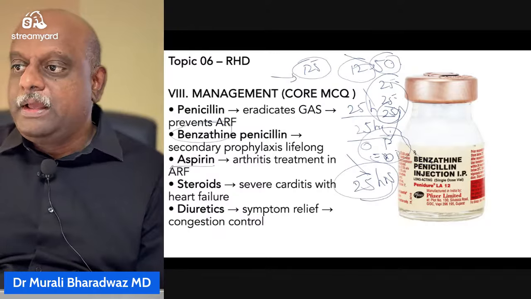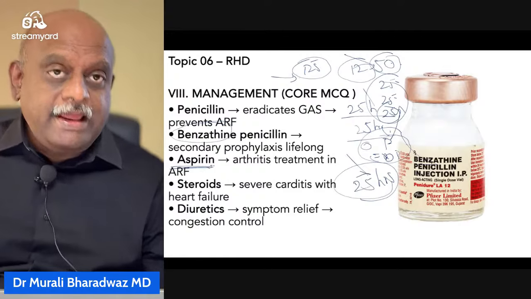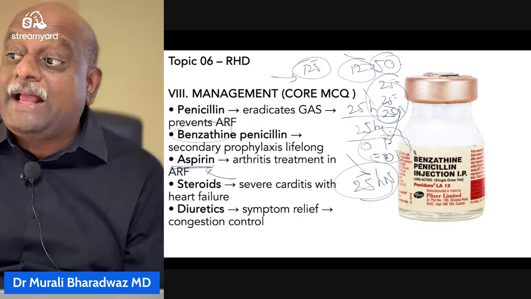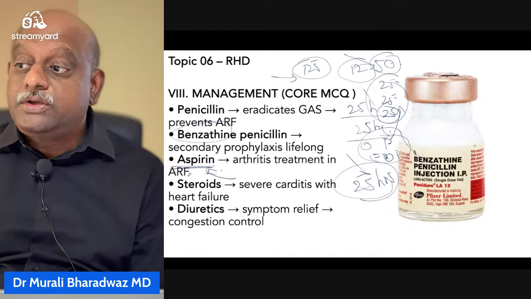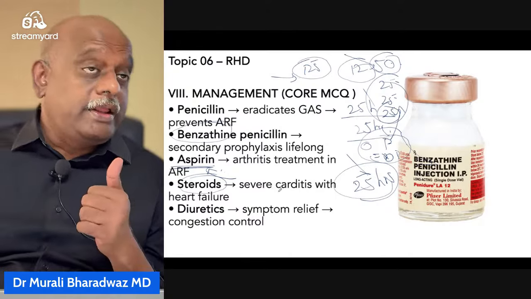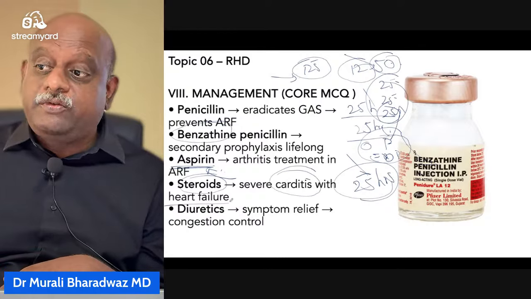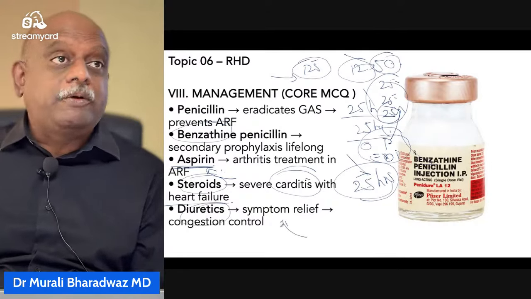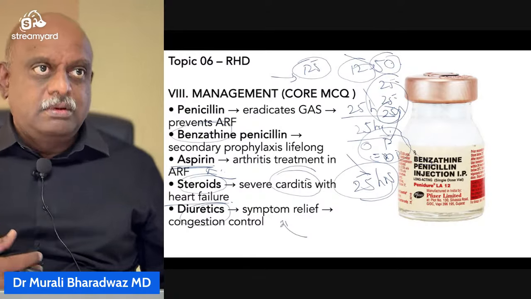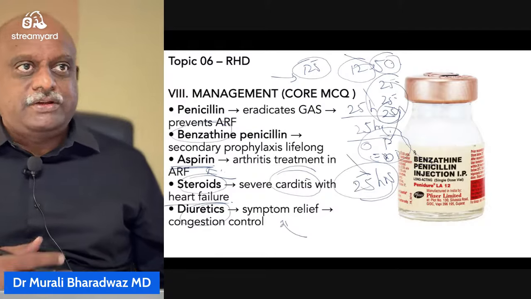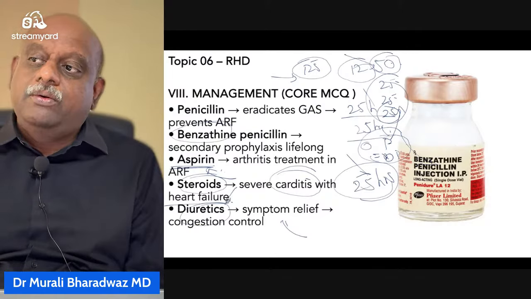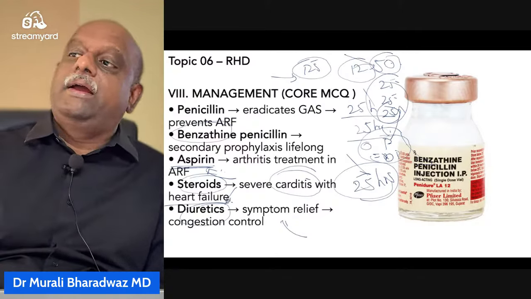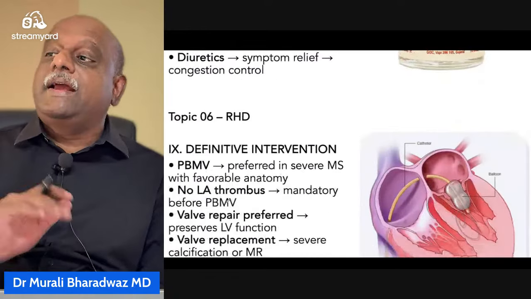So now, to treat the arthritis, we give aspirin. Steroids, what is the indication? A severe carditis with heart failure is an indication for steroids. And we give diuretics to reduce the right heart failure signs, to relieve the congestion. That is the story of rheumatic heart disease, clinical management.